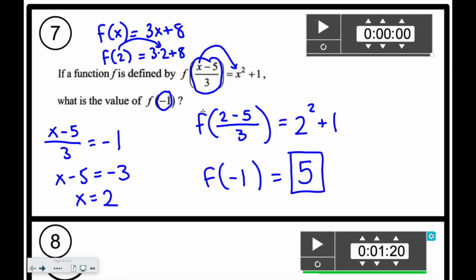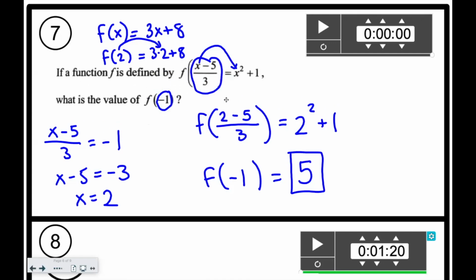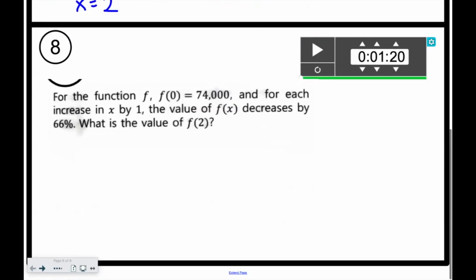Does it make sense why we chose 2? Yeah, well, 1 is simpler. Okay, let's try the next one.